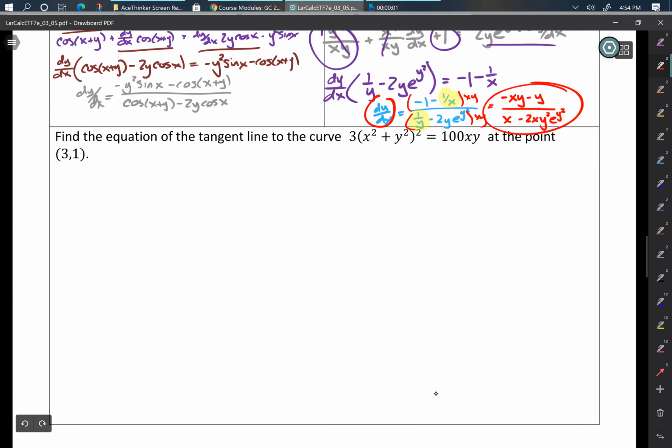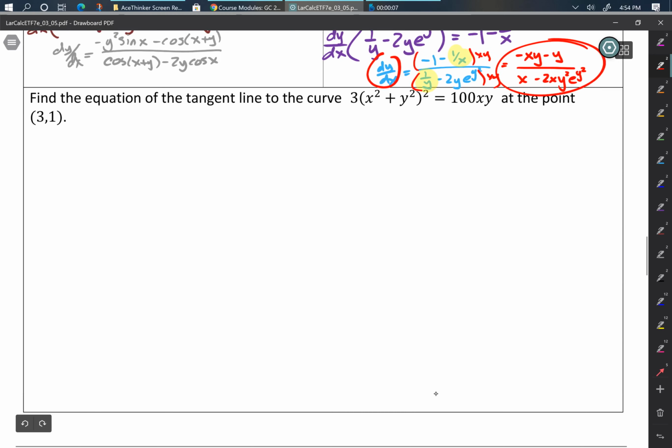Alright, so here we are with part 3 of section 3.5, Implicit Differentiation. Our job in this problem is to find the equation of a tangent line to a curve at a point. Now I know how to do this because I've been doing this all semester long. To find the equation of a tangent line to a curve, I find the derivative, and then I plug in the point. The point gives me the slope of the tangent line.